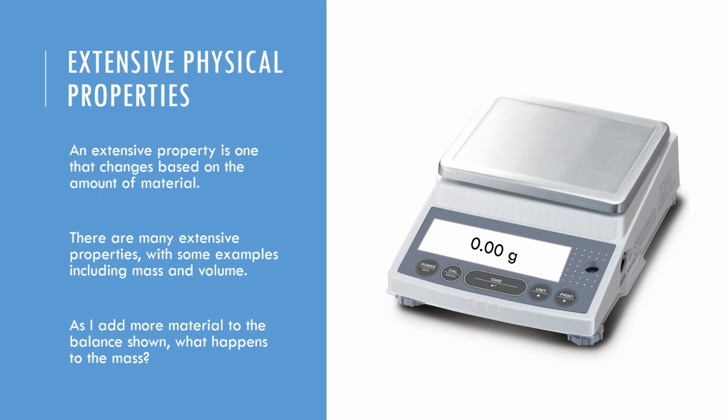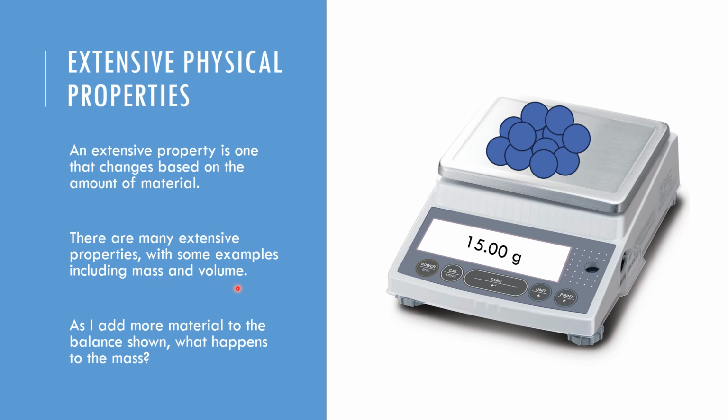Now let's look at what happens when I add some more material to this balance. We see that a little material has been added and now the mass says 5 grams. We can do this again. We've added a little bit more material and now the mass is 10 grams. And finally, we can do this one more time. We add a little bit more mass and it says 15 grams. Mass is an extensive physical property because as I add more material, so as the amount of material changes, the mass increases. Volume is the same way.